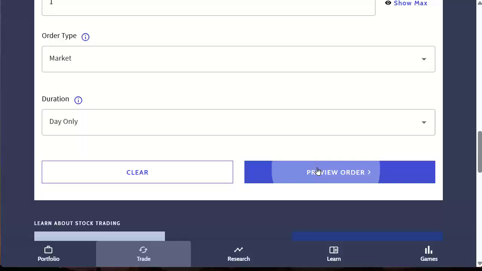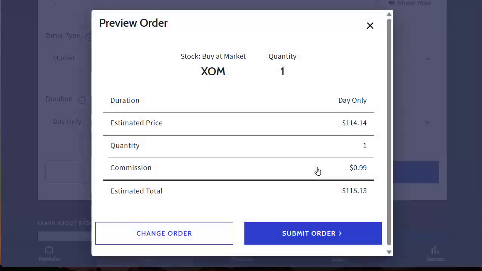So we're going to preview our order. It says stock buy at market, open, ExxonMobil, one share. Today only. The estimated price is $214.14 for the one share. We'll be charged 99 cents or $1. So our total charge on our account will be $115.13. This particular game is set to start with $100,000 as a game.